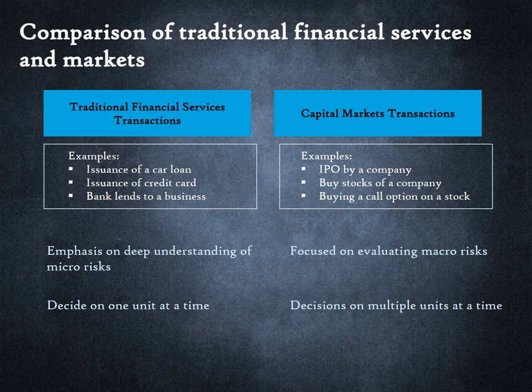Capital markets enable mass processing because the units are fungible. We buy 1,000 shares or buy call options on hundreds of shares. Third, traditional financial services are focused on building relationships, as knowing the other party well is necessary to evaluate micro risks. Capital markets are focused on building networks to create scale efficiencies. Participants don't need to know each other very well.